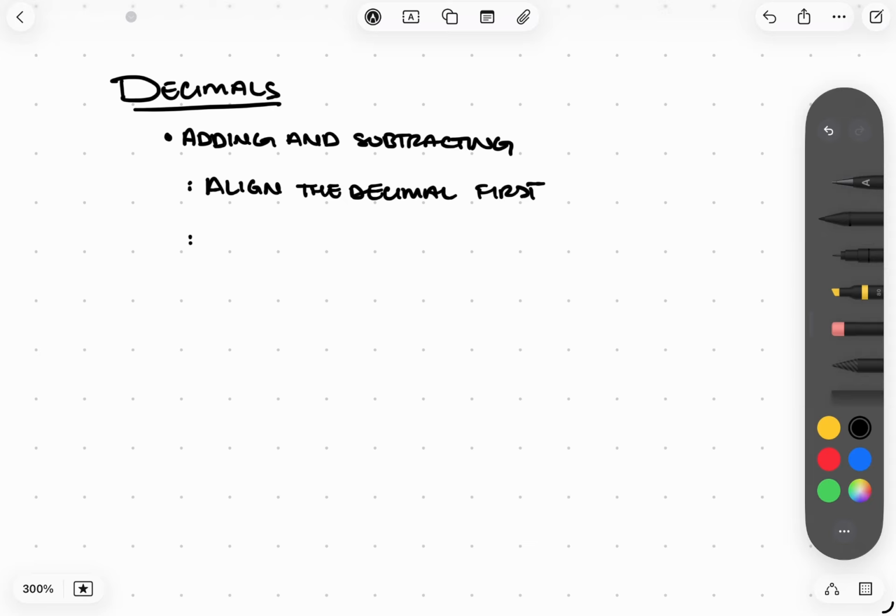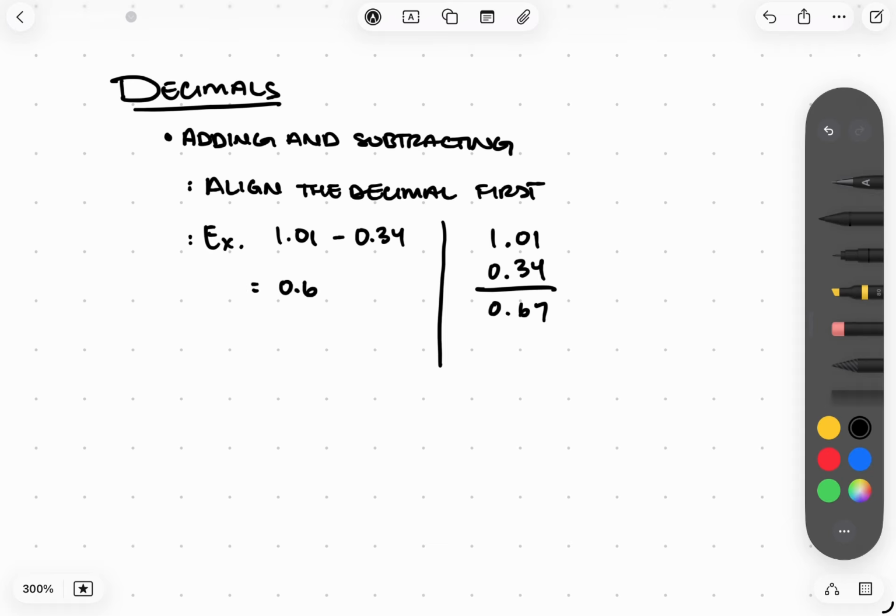So, for example, if we have 1.01 minus 0.34, then what you are going to do is write it like this and make sure that the decimal place is aligned. So then that would make something like 7 and then 6 and then 0. So the answer for this will be 0.67.